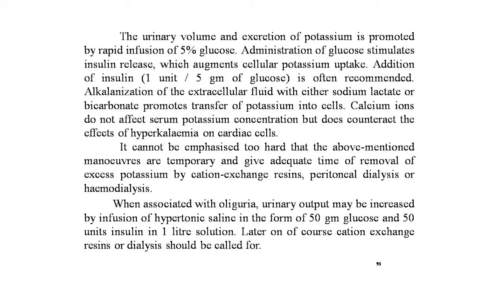When associated with oliguria, urinary output may be increased by infusion of hypertonic saline in the form of 50 gram glucose and 50 units insulin in 1 liter solution. Later on, of course, cation exchange resins and dialysis should be called for.